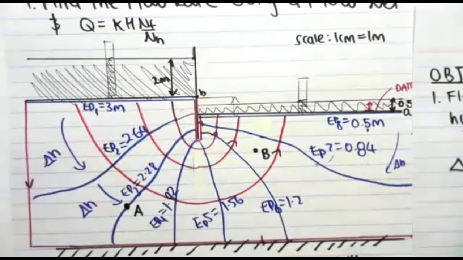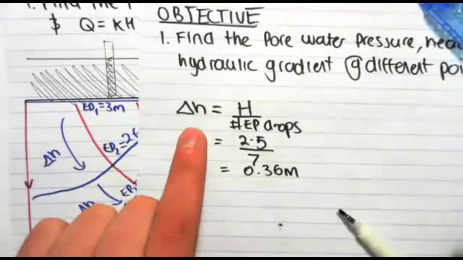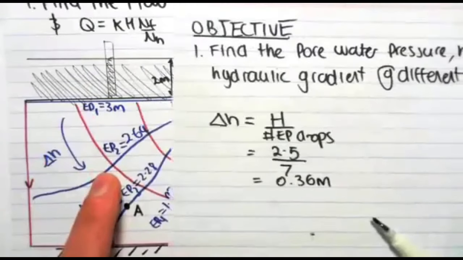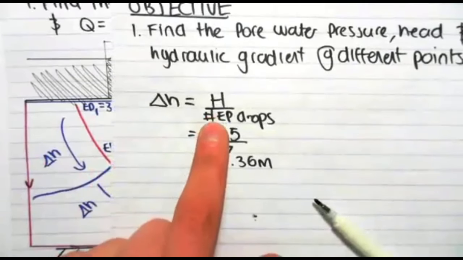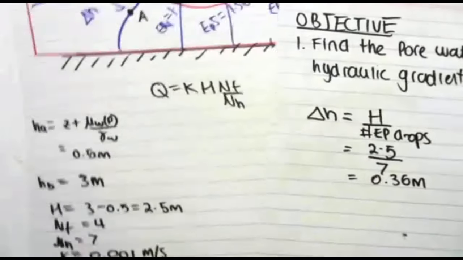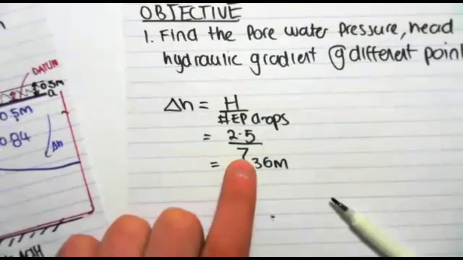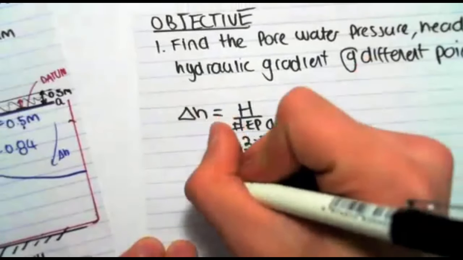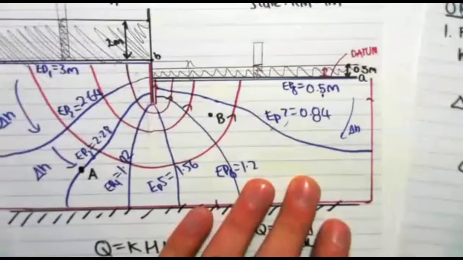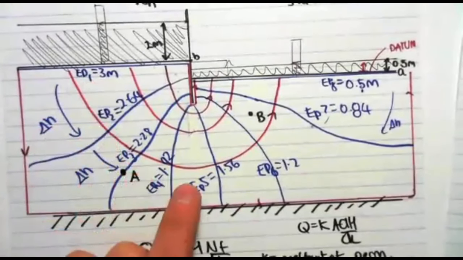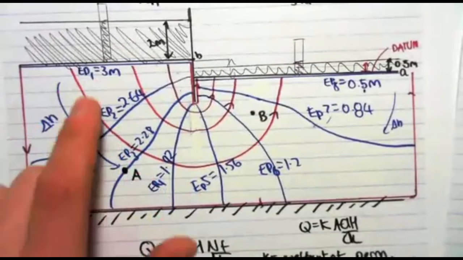Okay, so we just use this formula: the change in small h, which is the head drop from one equipotential line to another, is equal to the total head difference, which we found earlier as 2.5 meters, divided by the number of equipotential drops. That gives us the small change in h, which is the head difference from one equipotential line to another. We can once again draw this in 2 ways.